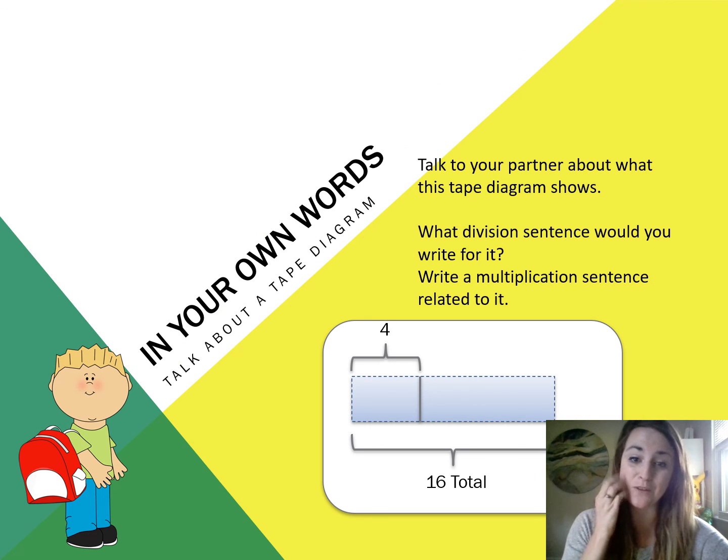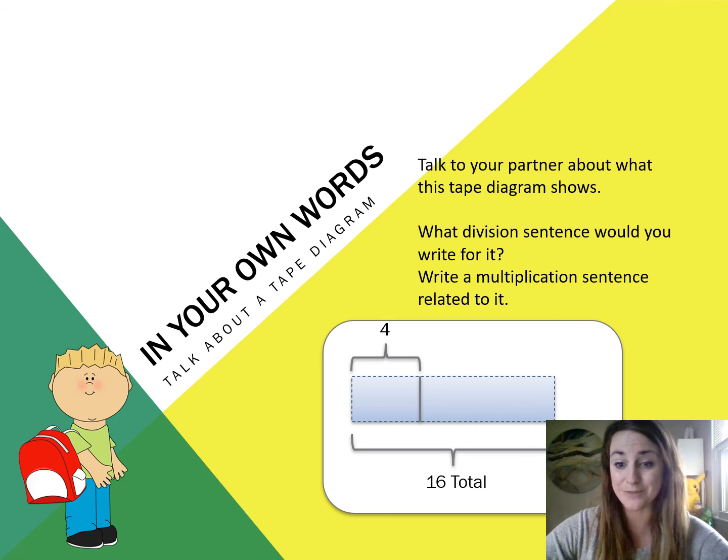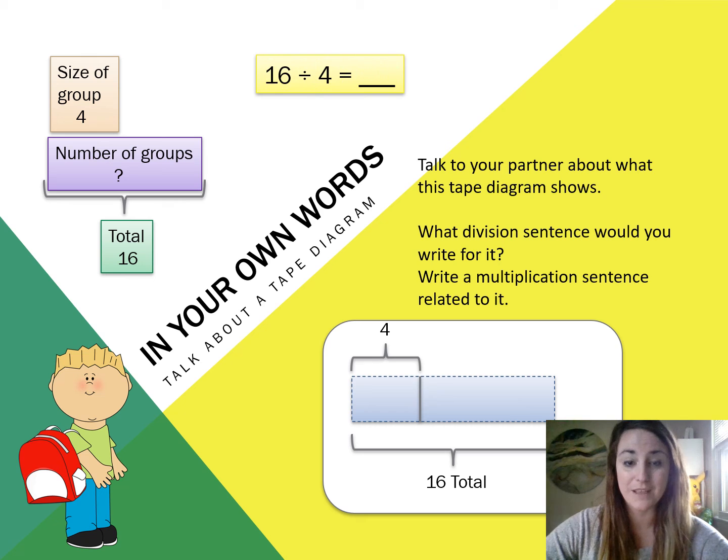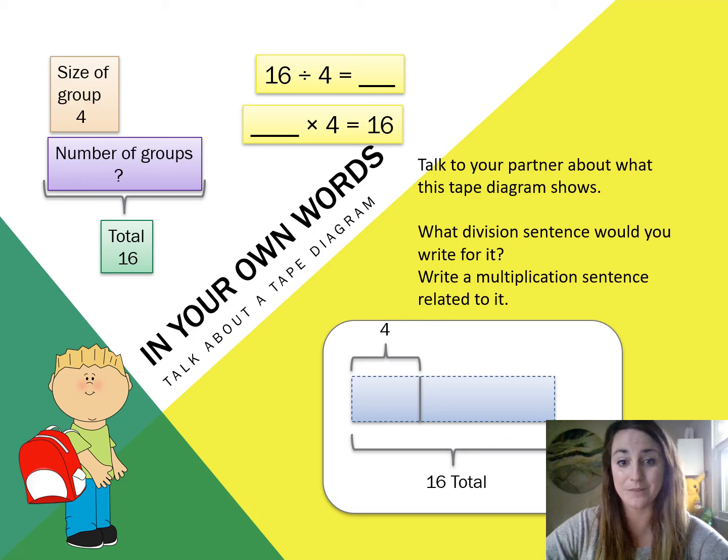Think about what the last tape diagram shows. What division sentence would you write for it? And what multiplication sentence would you write? You would write 16 divided by 4 equals unknown, and unknown times 4 equals 16. We know that the unknown is the groups because of the dashed lines in the tape diagram.